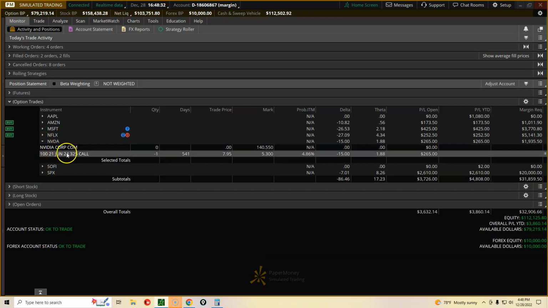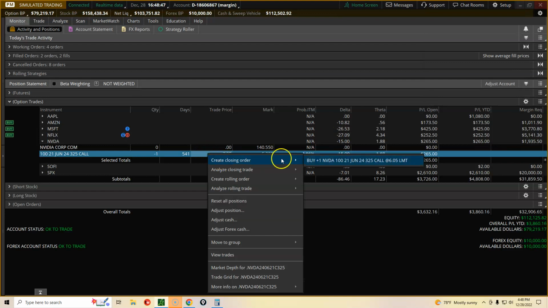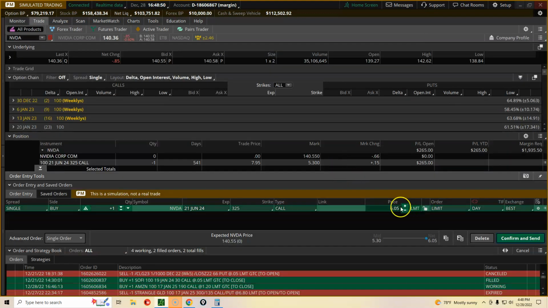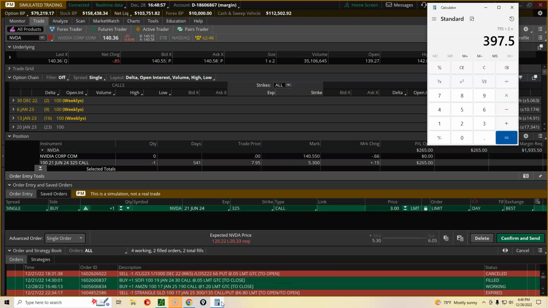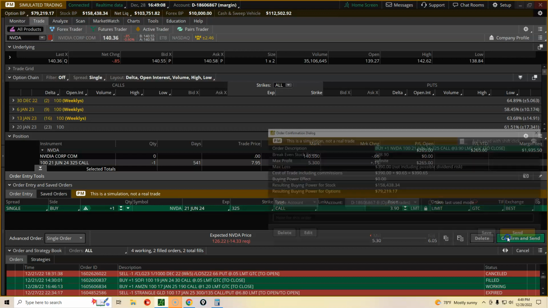Do the same thing here for Nvidia. Brought in a little less than 800 bucks. 795 divided by 2, we'll go with 397. Create this closing order. What was that? 397. Let's just do 390.